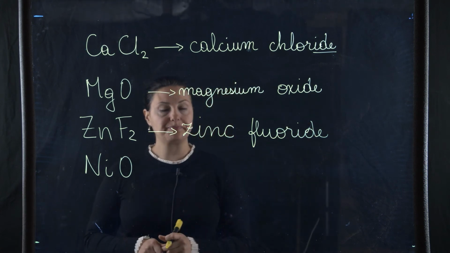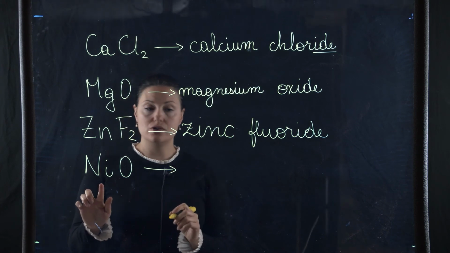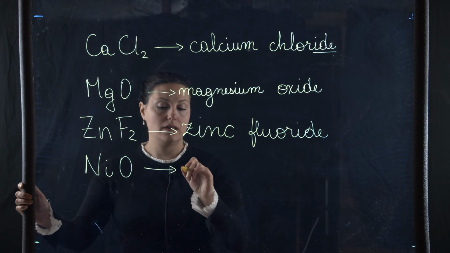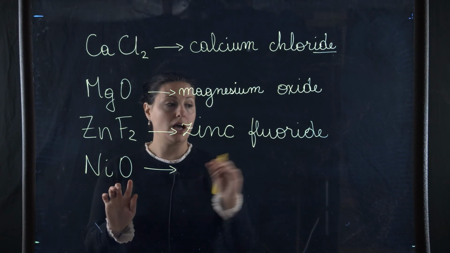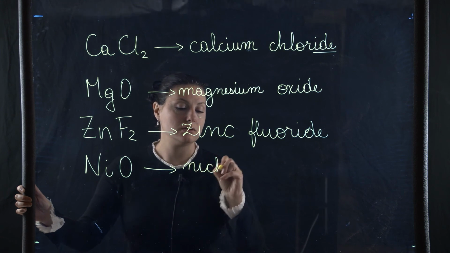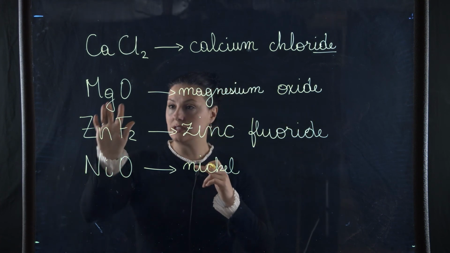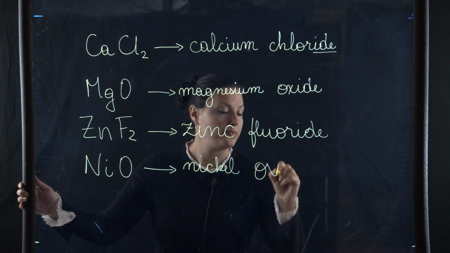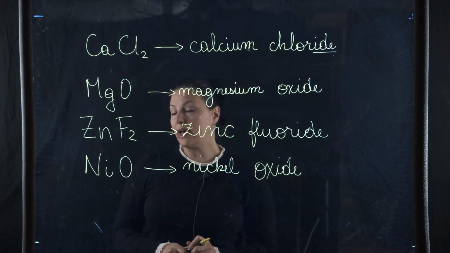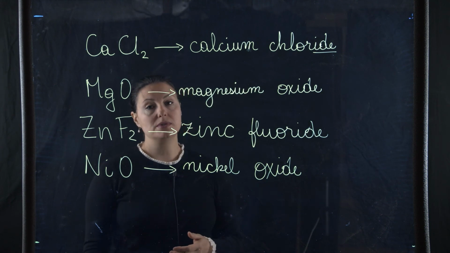Zinc fluoride. And then the last one, once again, it will have a +2 charge, so I don't need to do anything with it other than write the name of the metal and the nonmetal with the IDE ending. So it will be nickel, and then oxide, because it's oxygen like it was here. So oxide, nickel oxide. Okay, I will erase this and then we will move on to the next set of problems to practice some more.